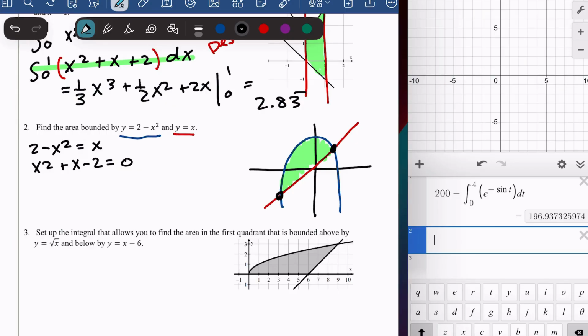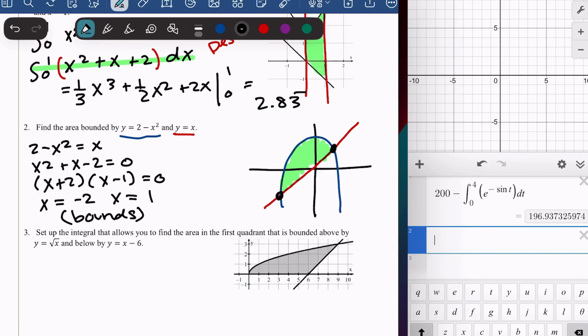Okay, and so you would factor this. Anyone want to give me the factors? Positive 2, minus 1. Okay, so x plus 2, x minus 1 equals 0, which means I have the bounds x equals negative 2 and x equals 1. These are my bounds.